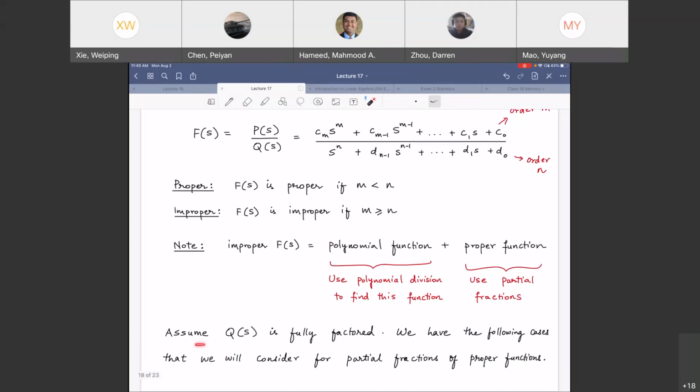Now let us say that Q of S is fully factored. The polynomial in the denominator is fully factored, which will essentially give us the poles of the system. We have the following cases that we will consider for partial fraction expansions for only proper functions here. We'll only do this for proper functions. If it is improper, then you have to do a little bit of division and come up with the polynomial function here. Separate it out.